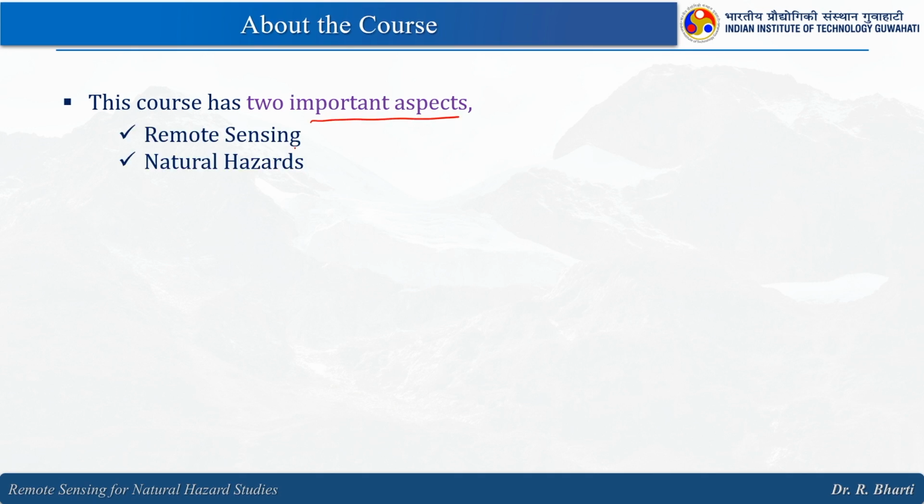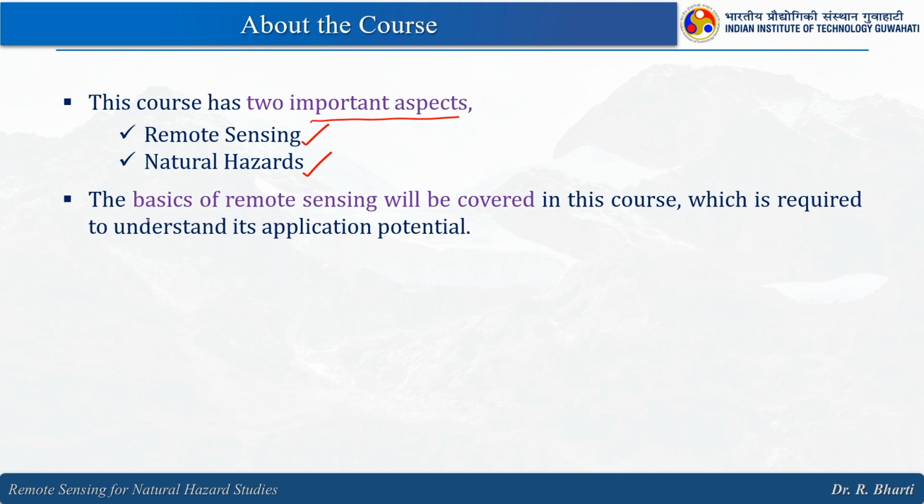So let me briefly introduce you to this particular course. As you know, this course is about the application potential of remote sensing in hazard studies. So this course has 2 important aspects, right? The first one is remote sensing and the other one is natural hazards. The basics of remote sensing will be covered in this course, which is required to understand its application potential, because unless you understand the remote sensing basics, you will not be able to perceive how to utilize it in your study.